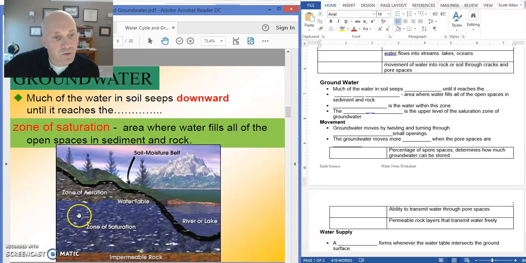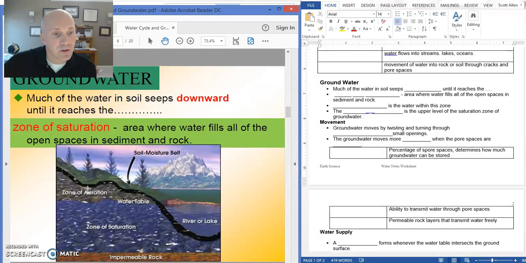Okay, so just one more thing. There are areas of the country where we can find houses that have basements. Well, what if this water table is a lot lower, so that you've got a lot more of this zone of aeration to build in? In areas of the country that are like that, it's no big deal to have basements.